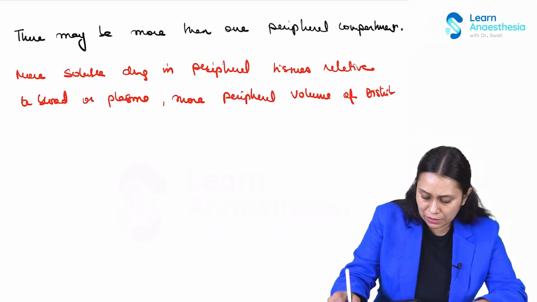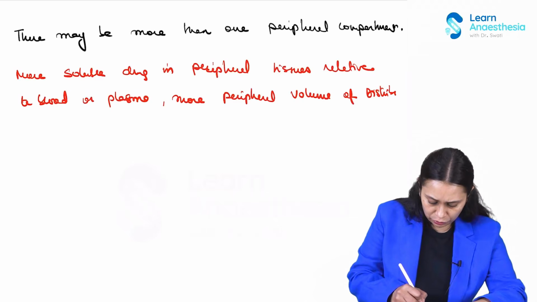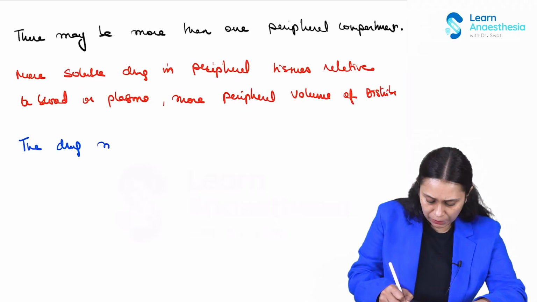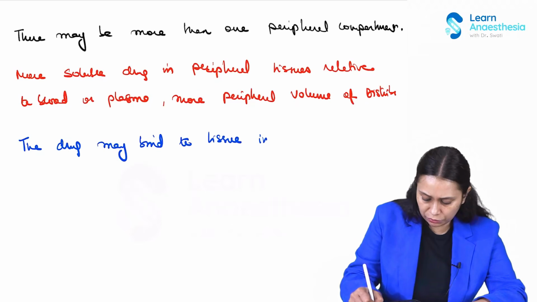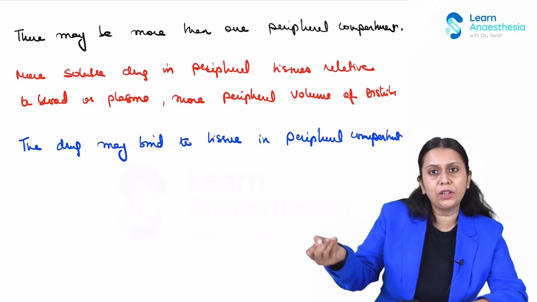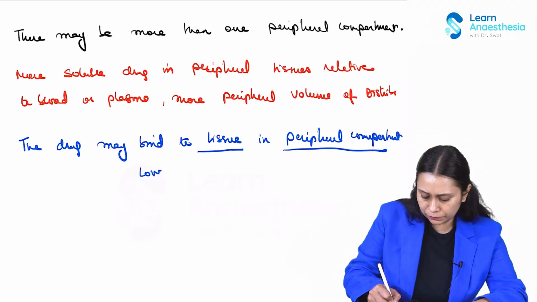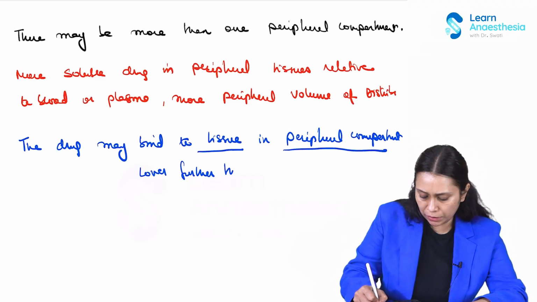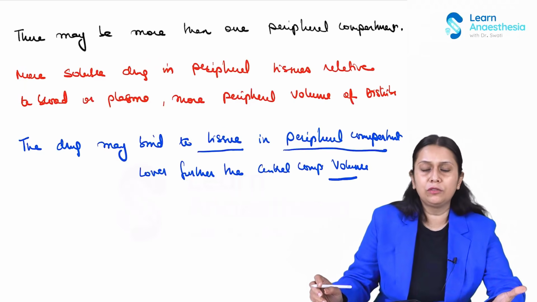Now apart from that, I said we need to remember the drug can also bind to the tissues present in these peripheral compartments. So the drug may bind to tissue in the peripheral compartment, right? So this will further lower the concentration of the drug in the central compartment. So it will bind to the tissue in the peripheral compartment. This will further lower the central compartment concentration, right? So we will have an even larger volume of distribution.